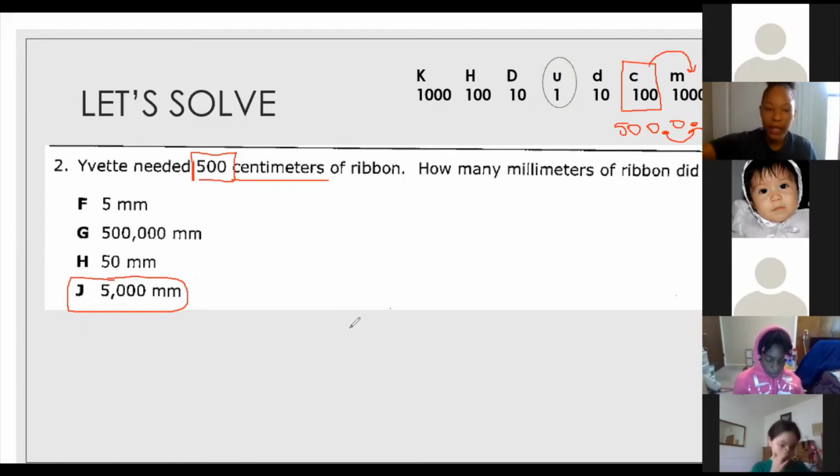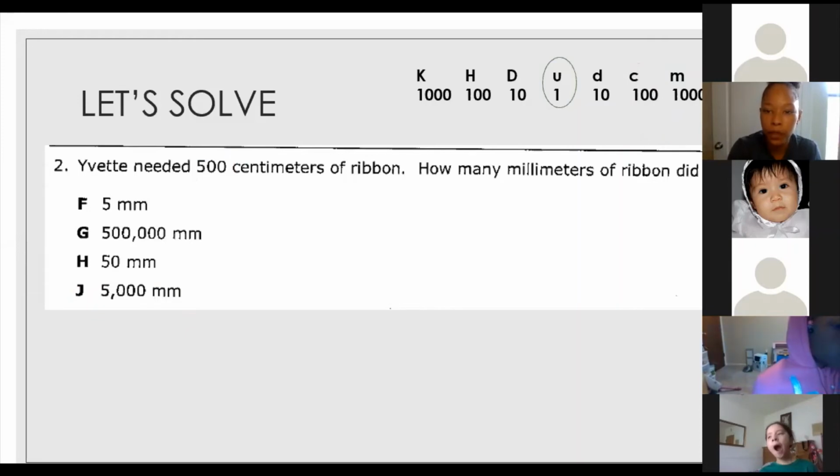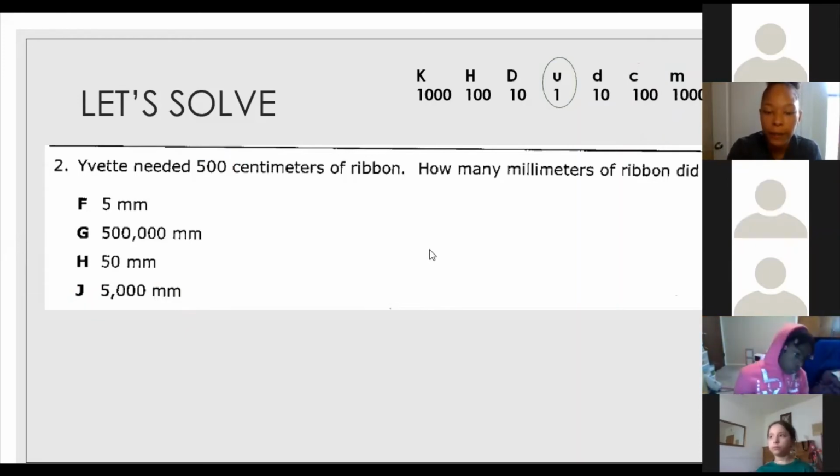You have about 10 more seconds to finish copying this problem. Please don't write on my screen during lessons. All right, I'm going to clear my drawings and we're going to move on. Great job so far, guys.